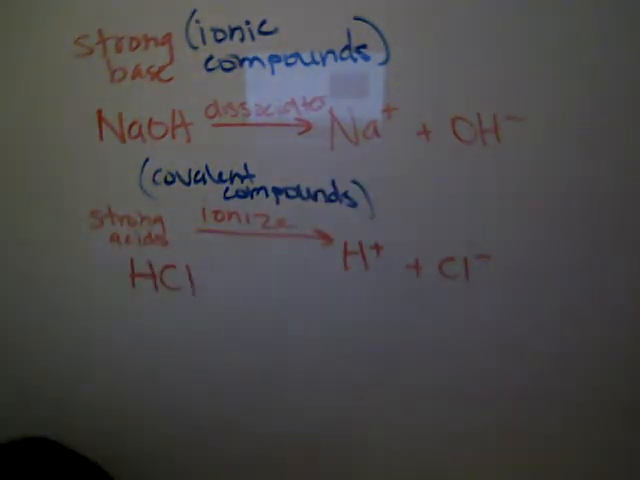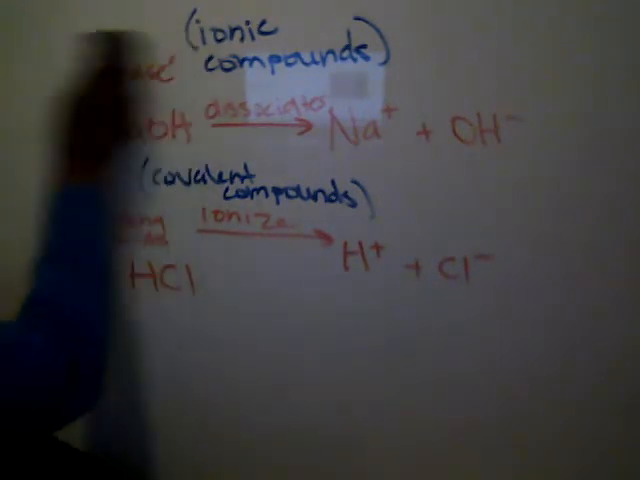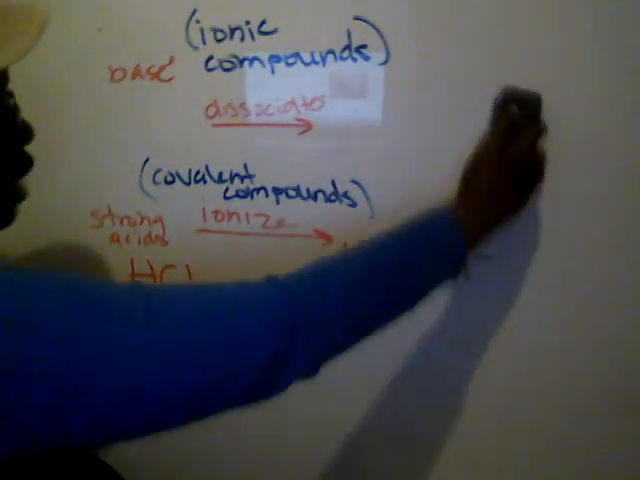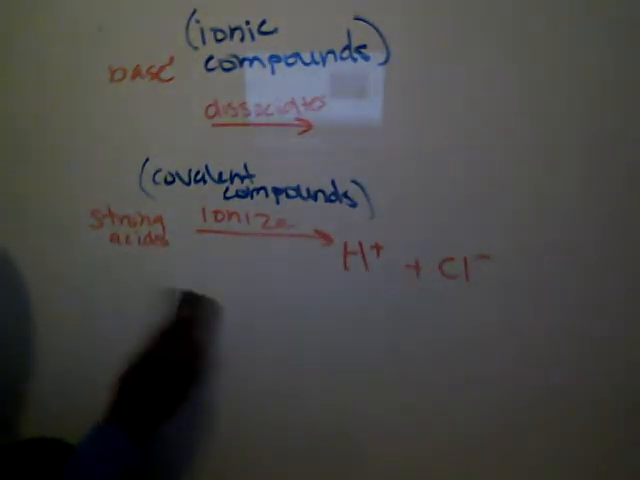So you might say, well, what happens if you have something that's weak? Well, let's look at what happens with weak bases and weak acids. So we can still use those words dissociate or ionize. They're just going to behave a little bit differently.